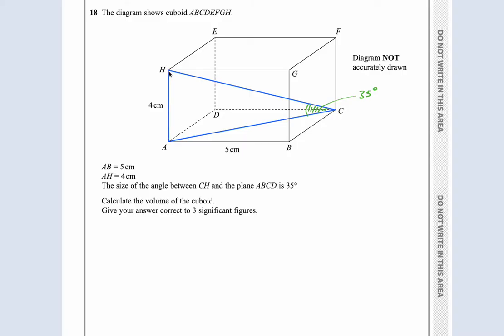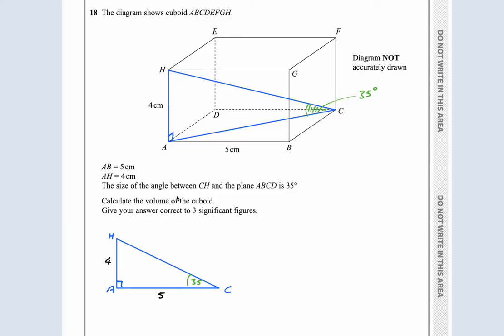Okay, now I'm actually going to draw this blue triangle again. I'm going to draw it in 2D as a right angled triangle, because it is a right angled triangle, since this is in 3 dimensions. This angle here is a right angle. This is A, H, C, and this is 5, and this is 4, and this is 35.